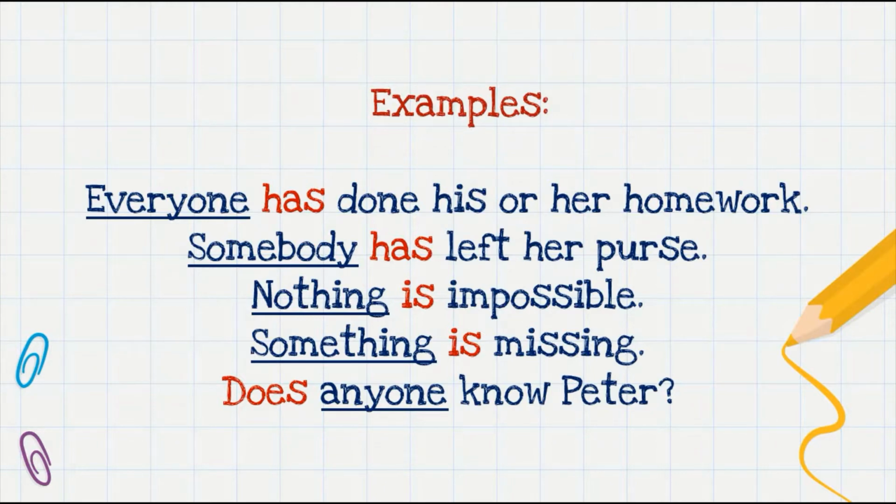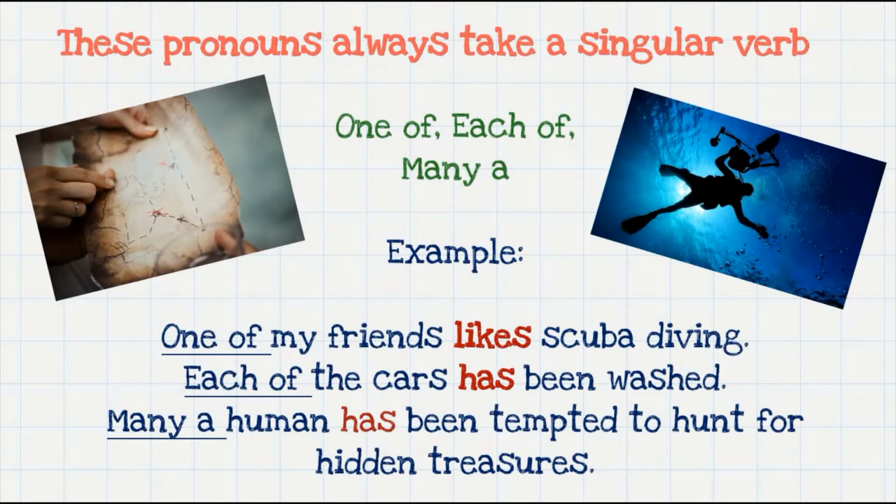Let's look at some more pronouns. So pronouns such as one of, each of, or many a take on singular verbs as well. One of my friends. Now don't let the plural noun at the end fool you. Though it says friends, it still means only one friend. Each of the cars. It again means one car. Many a human means one human. So one of my friends, singular verb, likes scuba diving. Each of the cars, again a singular verb, has been washed. Many a human has been tempted to hunt for hidden treasures.